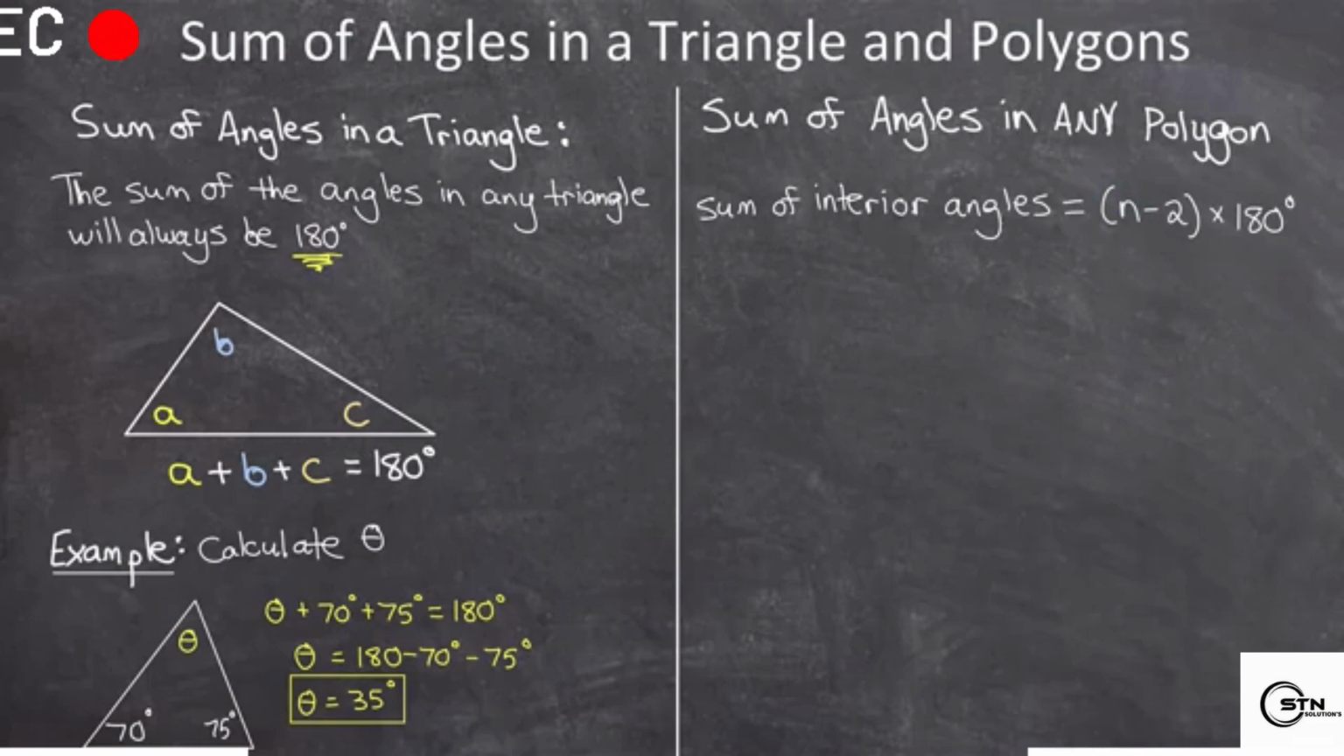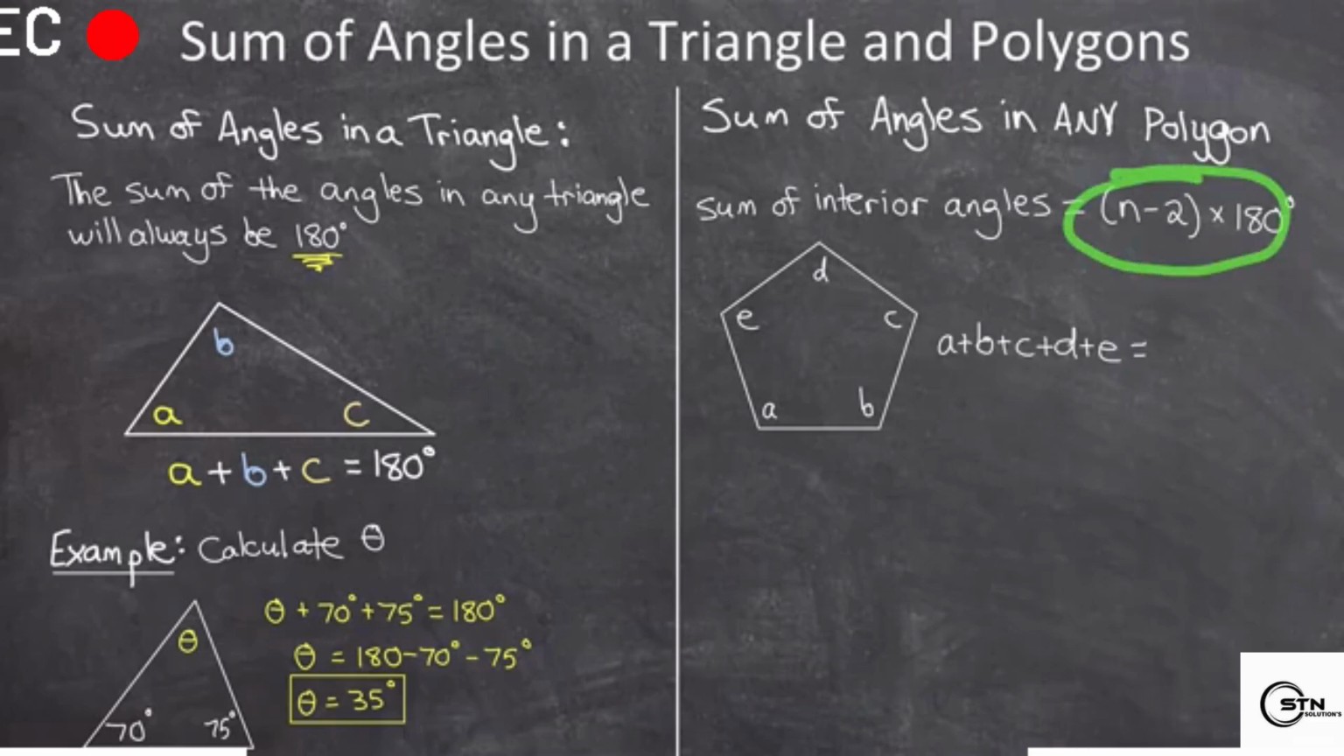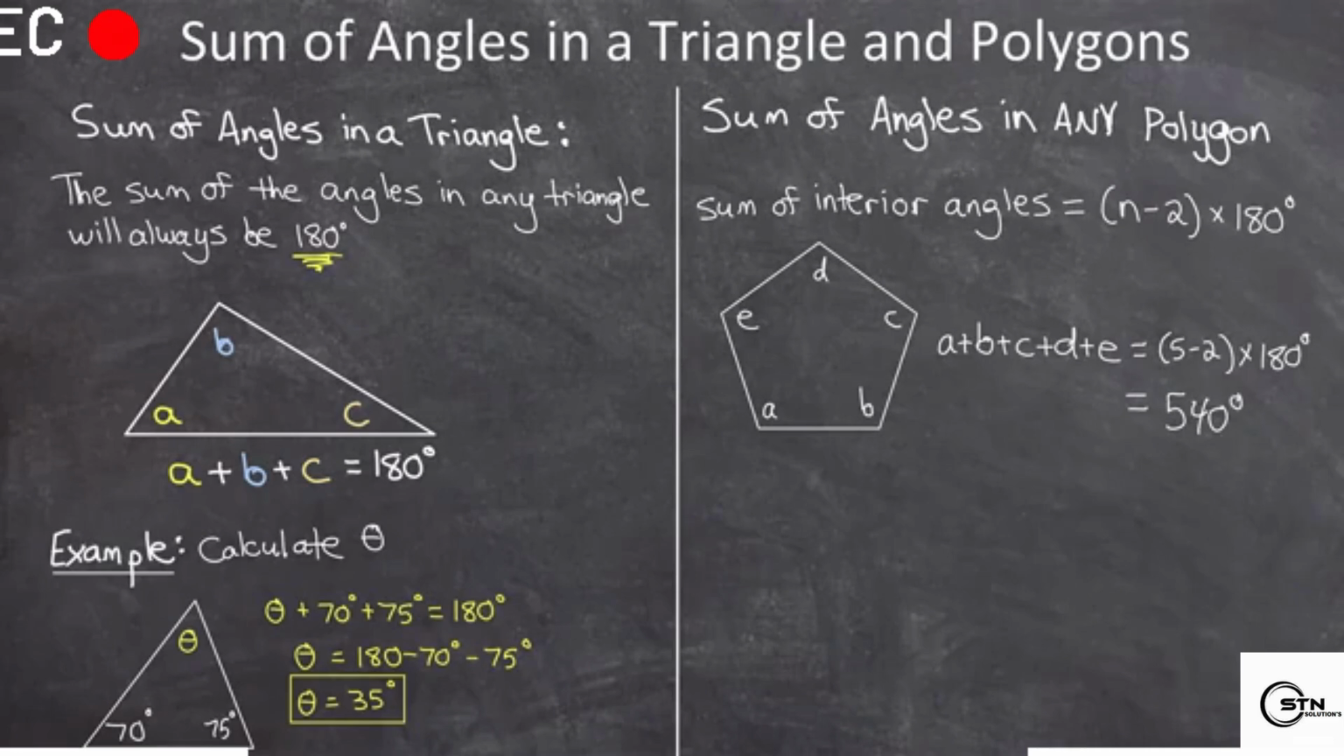So if I were to draw a polygon with 5 sides, and then I'll label the 5 angles of that polygon, angles A, B, C, D, and E, I know that I could figure out what the sum of those 5 angles would be by using this formula, where I just sub in 5 for n, because this polygon has 5 sides. So I would do 5 minus 2 times 180 degrees. That's 3 times 180, which is 540 degrees. So the sum of the interior angles of this pentagon would be 540 degrees.